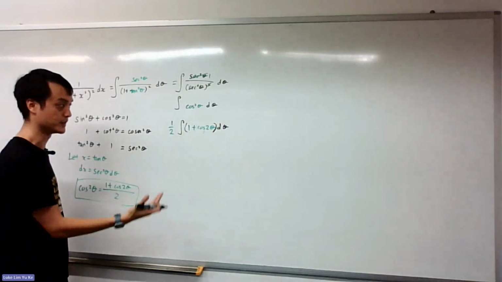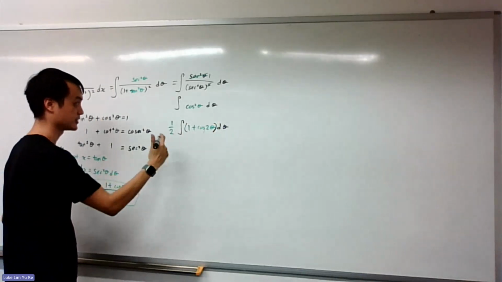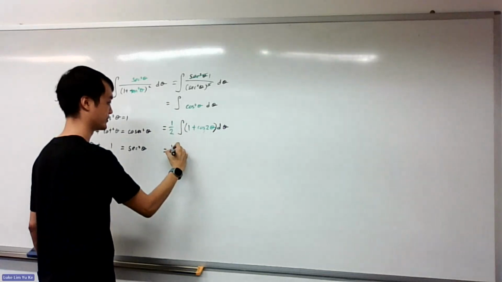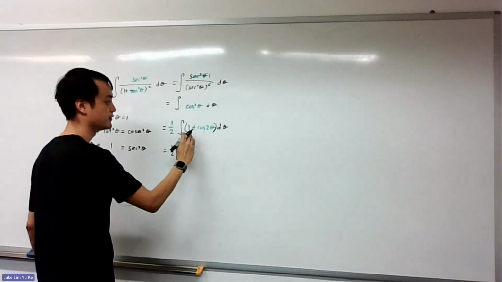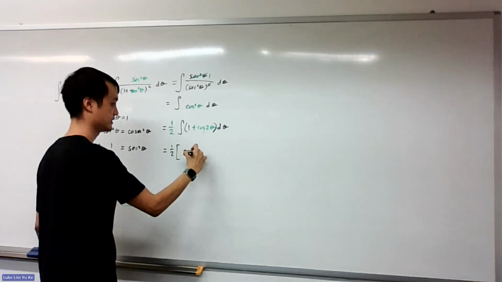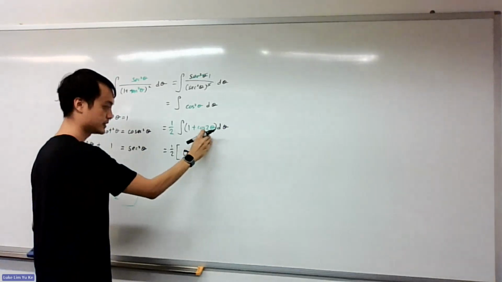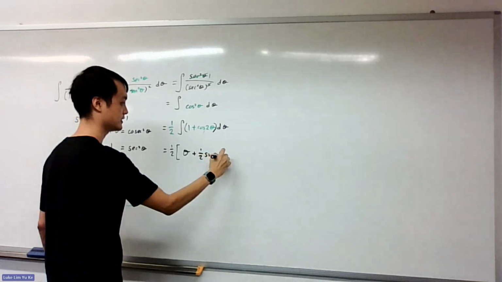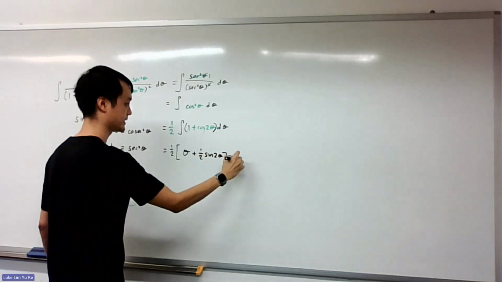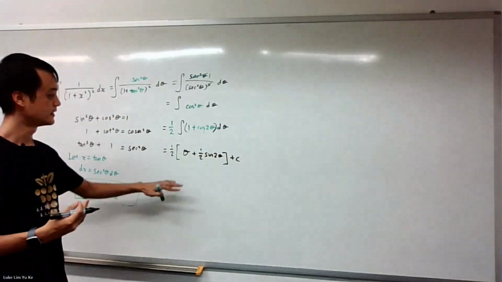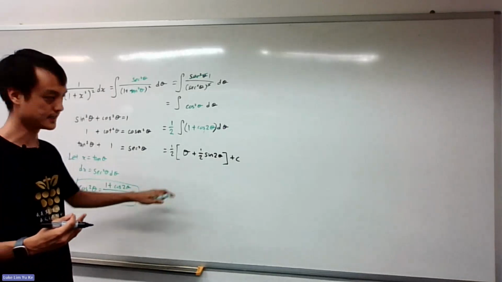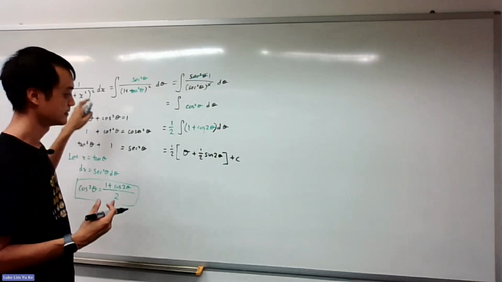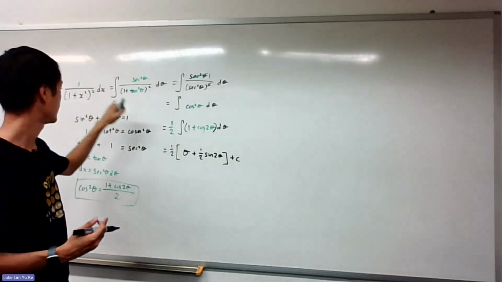Right now, we can integrate term by term to solve this equation. So the half will remain, and we integrate 1, we'll get theta. And integrate cosine 2 theta, we'll get half sine 2 theta. And not forgetting the plus c. We can't leave the answer in this form because we are supposed to leave the answer in terms of x. So how do we convert theta back into x?